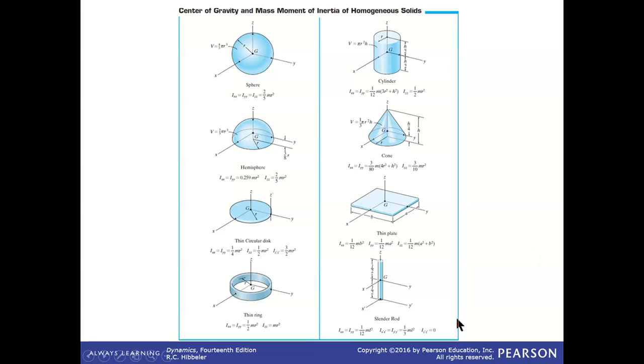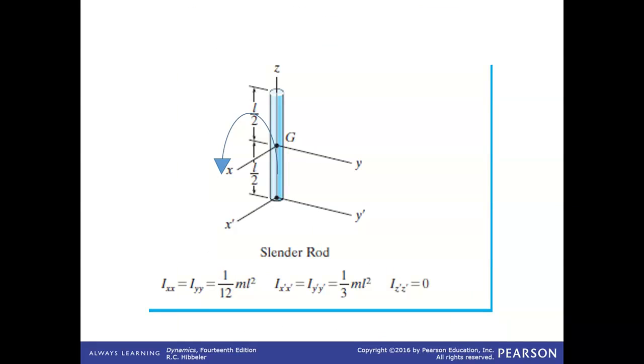And the moment of inertia for axes x' and y', which are parallel to x and y but do not pass through the center of mass, can be calculated using this equation: 1/3 m l². So just spend some time to look at this equation sheet, and we'll make use of it when we solve problems.